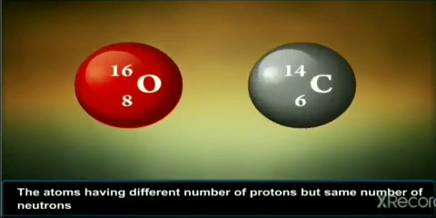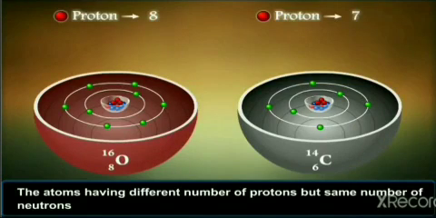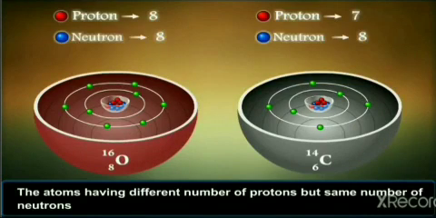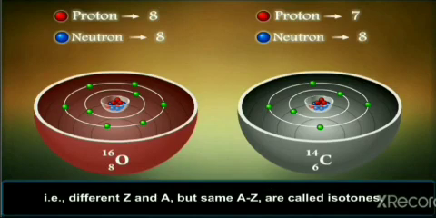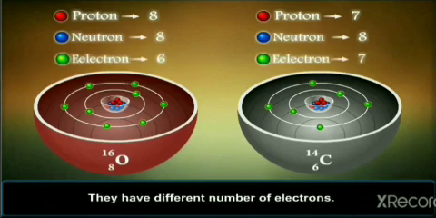Isotones. The atoms having different number of protons but same number of neutrons, that is, different Z and A but same A minus Z, are called isotones. They have different number of electrons.